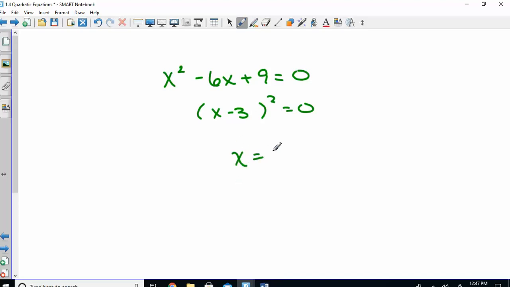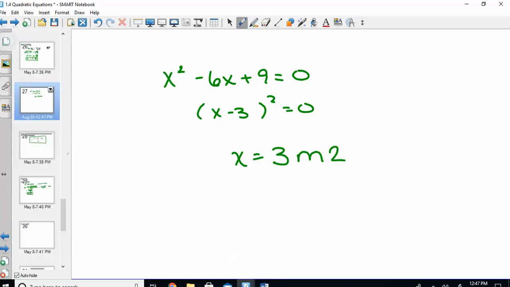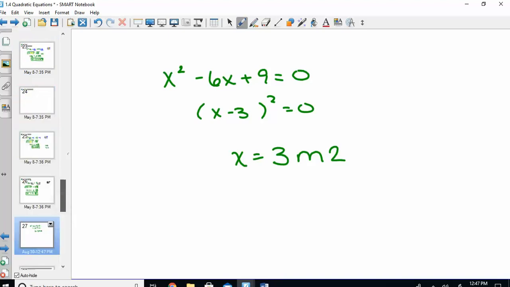X minus 3 times x minus 3, or squared. And in this case, I really only get 1 answer. Do you guys remember I told you what repeated answers are called? Multiplicity of 2. I got the same answer twice. So you might get 1 answer that works twice. You might get 2 different real number answers, or you might get 2 different imaginary answers. And we can find that, determine which case it is, without solving the full quadratic.